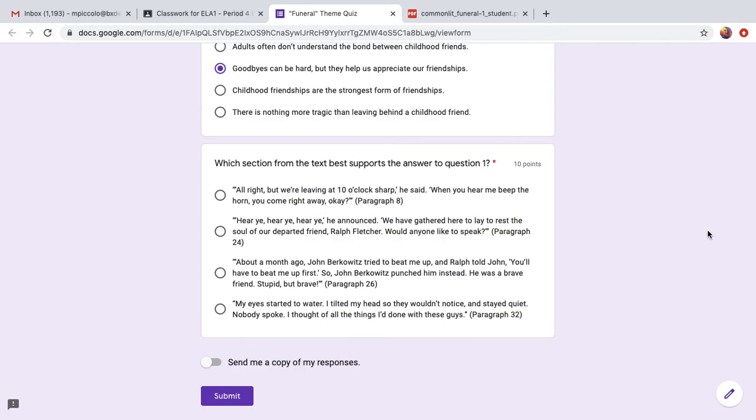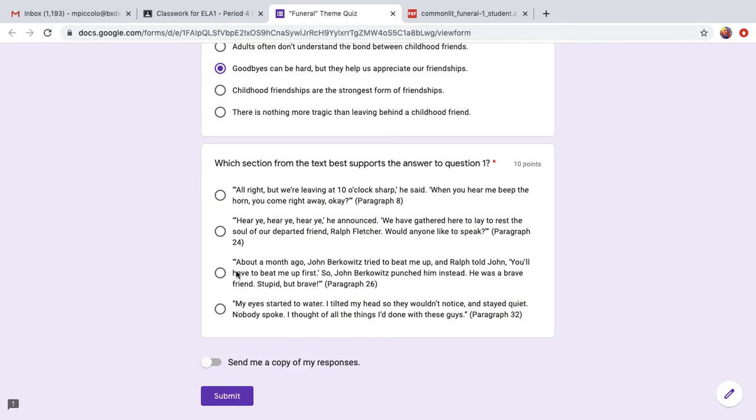So what I want you guys to do, without my help, unless you need help and you come to the Zoom session later, is pick which of these quotes from the story best supports this idea that goodbyes can be hard, but they help us appreciate our friendships. Is it when the dad says, "All right, but we're leaving at 10 o'clock sharp. When you hear me beep the horn, you come right away, okay?" Or is it, "Hear ye, hear ye, hear ye. We have gathered here to lay rest the soul of our departed friend, Ralph Fletcher. Would anyone like to speak?"